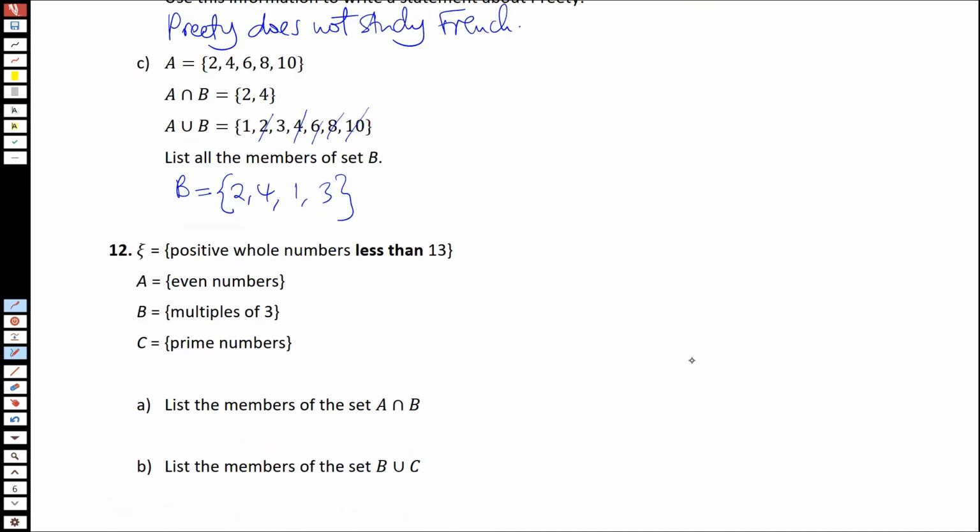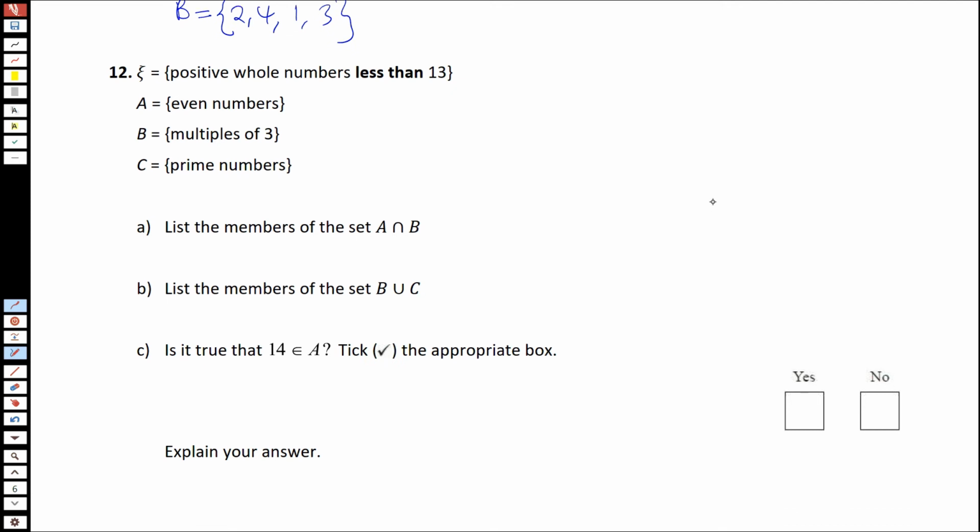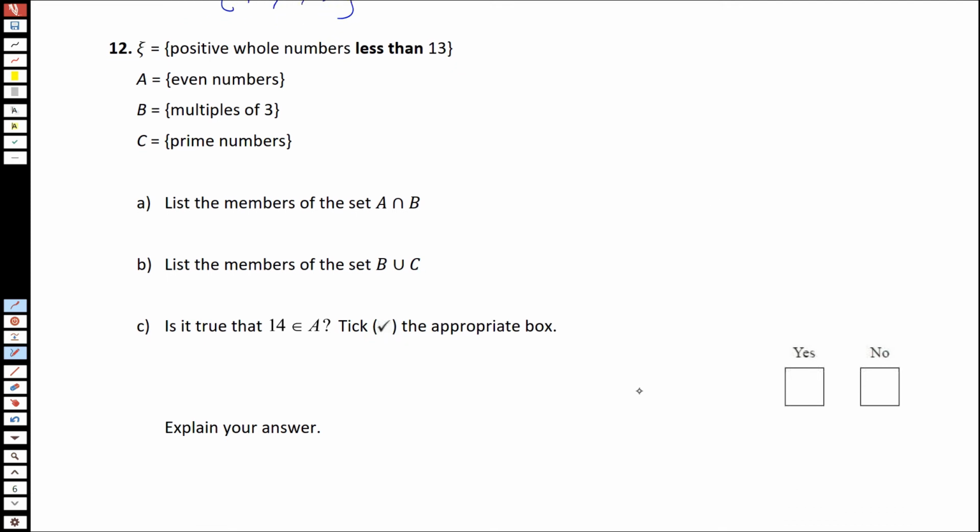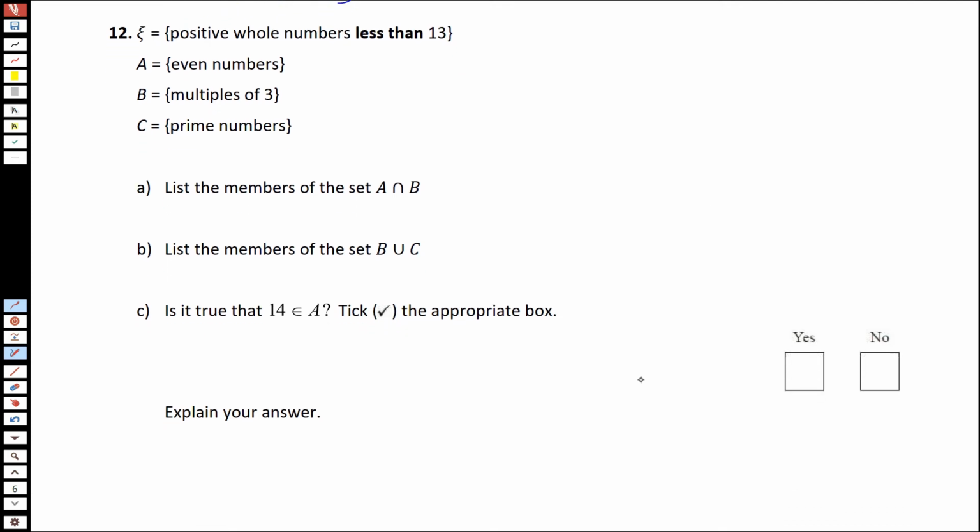And then last question. So basically, the universal set is positive whole numbers less than 13. A is even numbers, and we can list them. So A is 2, 4, 6, 8, 10, and 12.